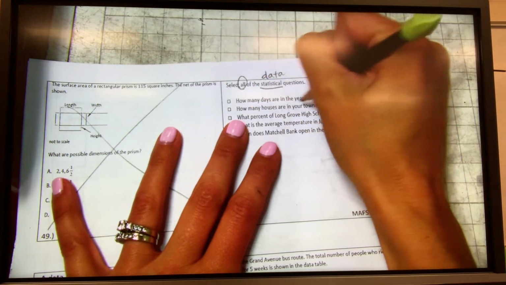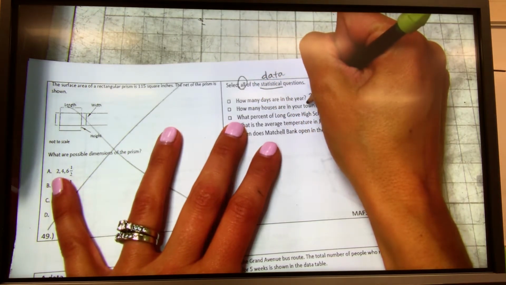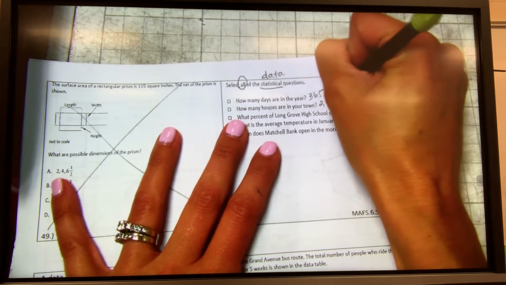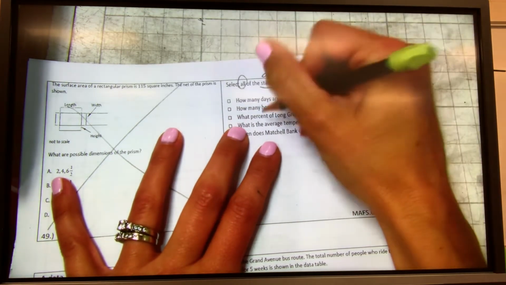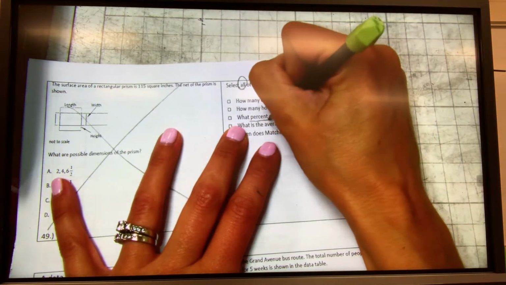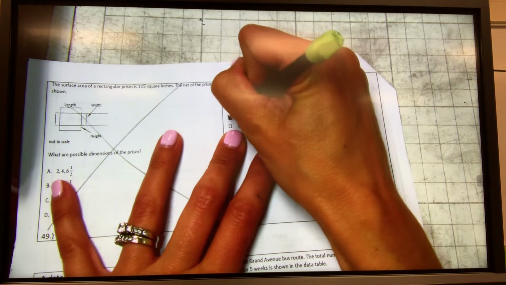How many houses are in your town? Well, that's going to give me one answer. Maybe in Hilliard there's 2,463, I don't know. What percent of Long Grove High School students like pizza? For me to be able to find the percent, I got to ask a lot of people. So that's going to be 1.